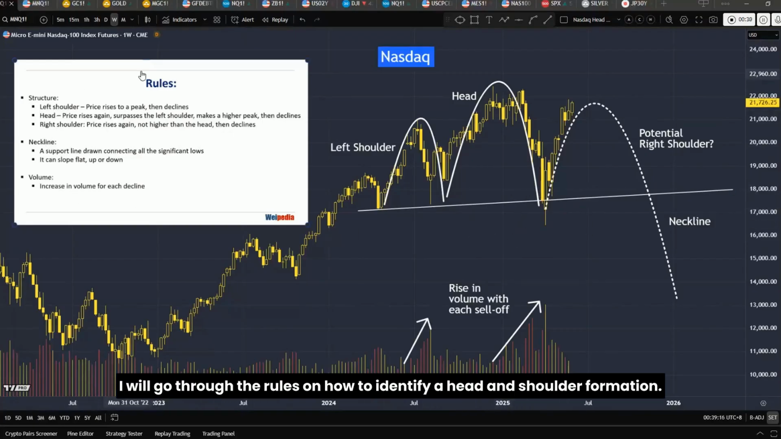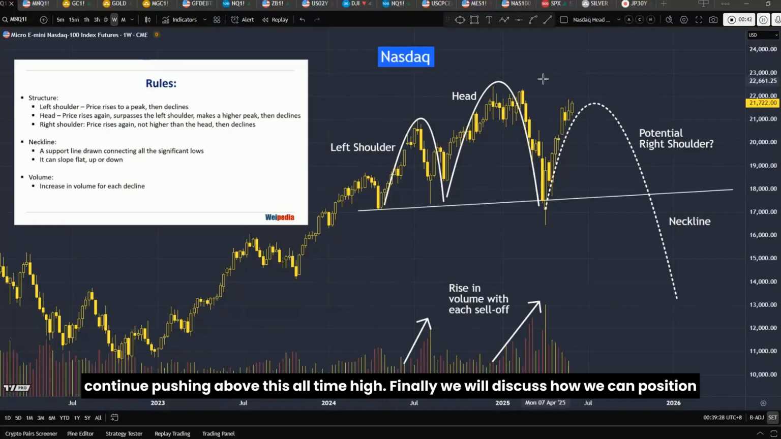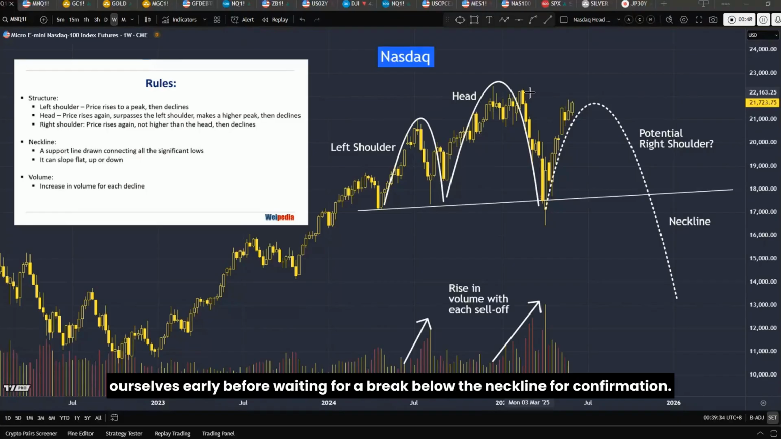I will go through the rules on how to identify a head and shoulder formation. We will also cover how to recognize when the pattern is invalid, meaning the market continues pushing above this all-time high. Finally, we will discuss how we can position ourselves early before waiting for a break below the neckline for confirmation.